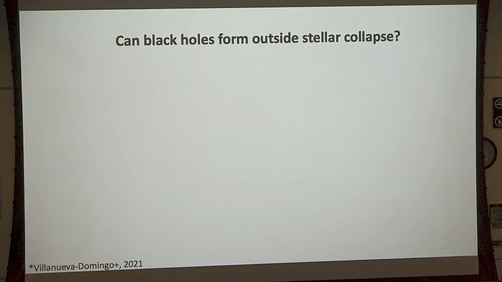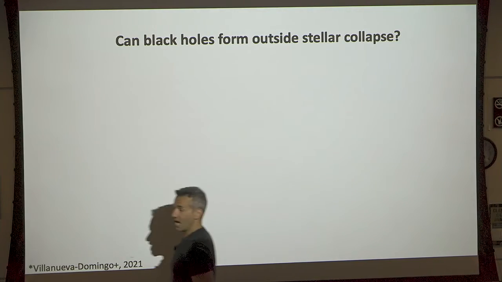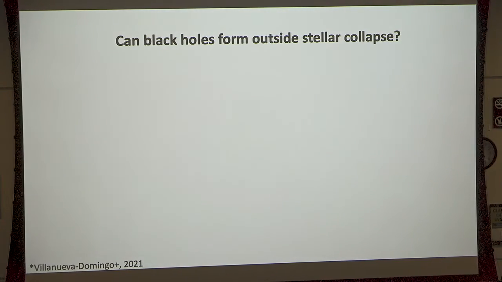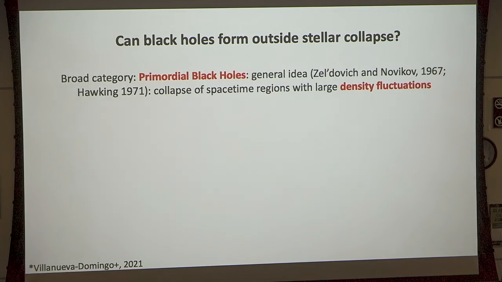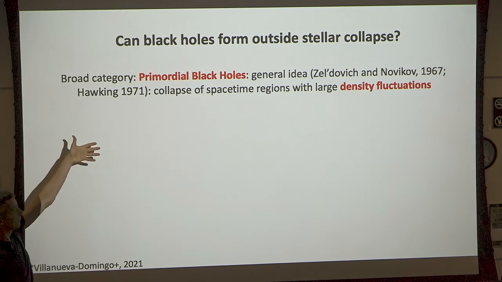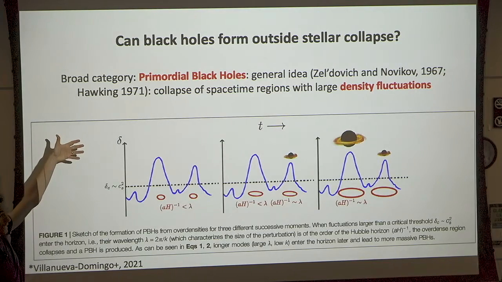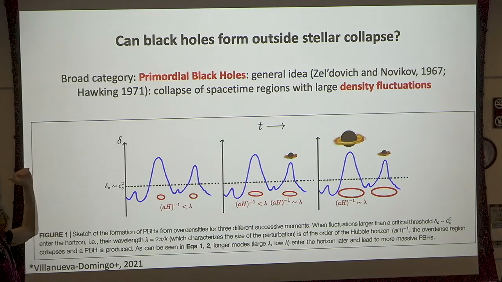Cool. So here we go. This is what will keep us busy for a little while, which is, other than from the collapse of stars or neutron stars, how can we form black holes? And this is the general idea of forming non-astrophysical black holes from fluctuations in density perturbations that are large enough that you essentially exceed a Jeans mass and you collapse into a black hole.